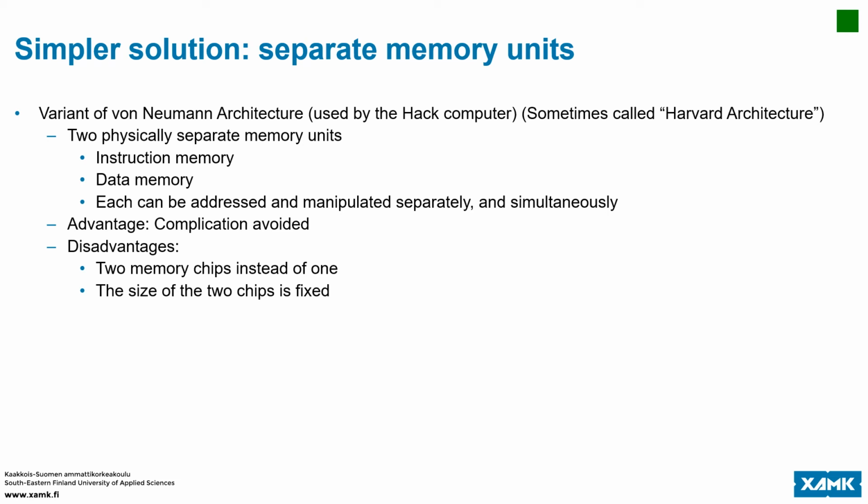The advantage is that the instruction register and multiplexer approach is slightly complicated, and separating the memory units is much simpler. It does come with disadvantages though. So now we have to fit 2 memory chips into this architecture instead of 1, and also the size of both memory chips is fixed because we need approximately the same size of memory for instructions as we do for other program data.